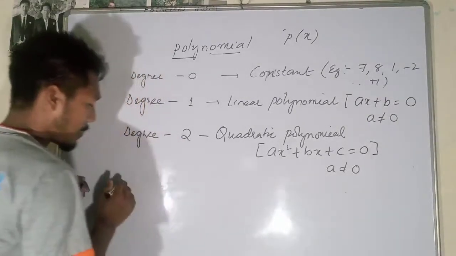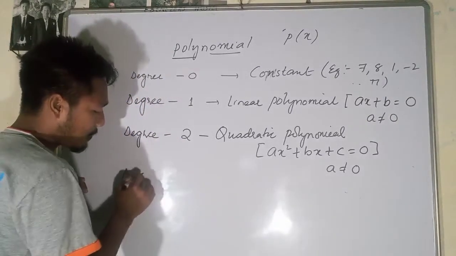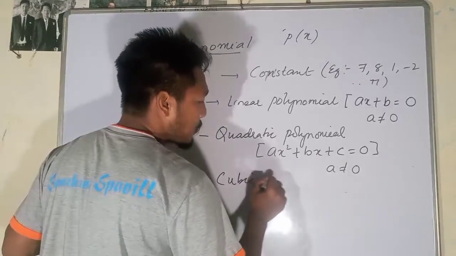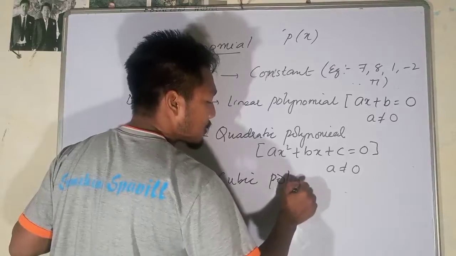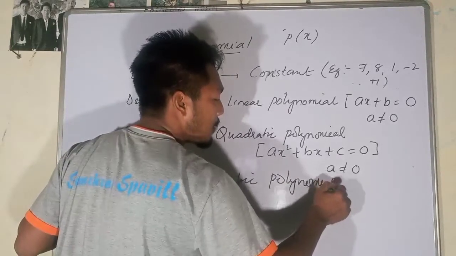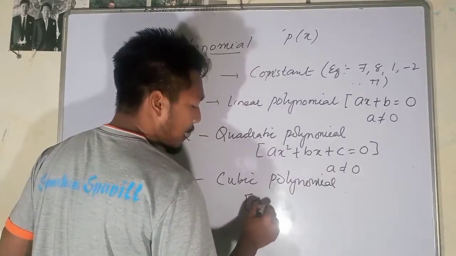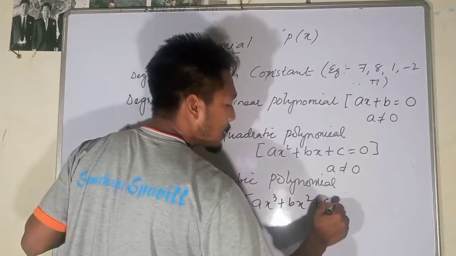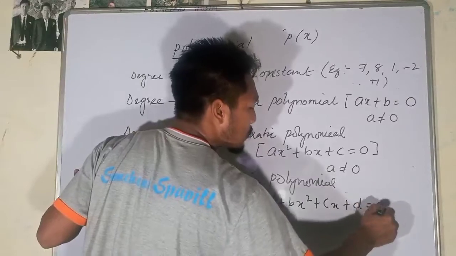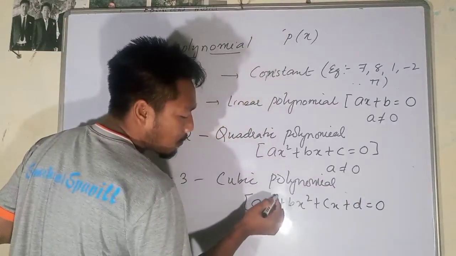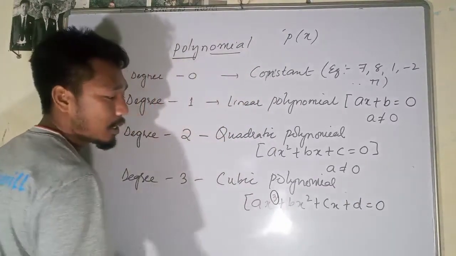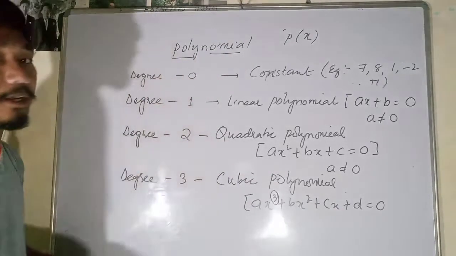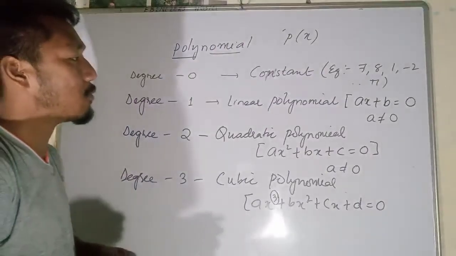Next, if the degree is equal to 3, then such types of equations are considered to be cubic polynomials. For these equations, the form is ax^3 + bx^2 + cx + d = 0. Here you see our highest power is 3; 2 is also there, and 1 is there. So according to degree, these are some standards that you have to remember up to class 10.